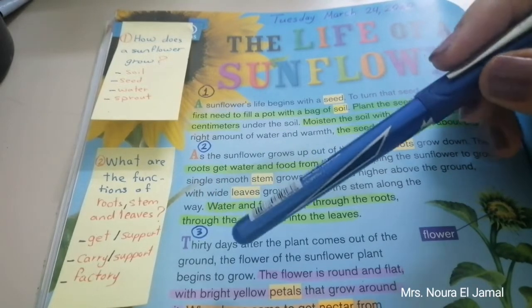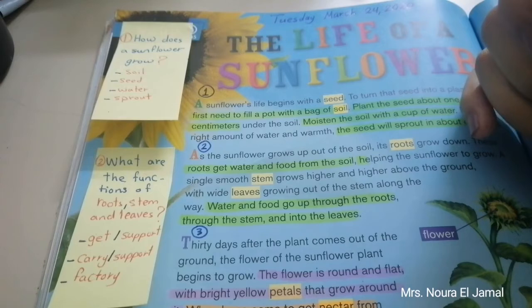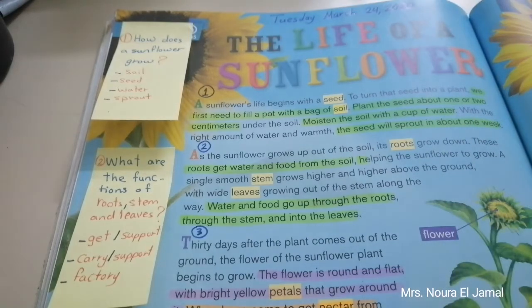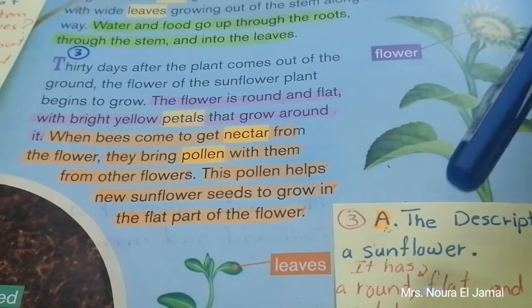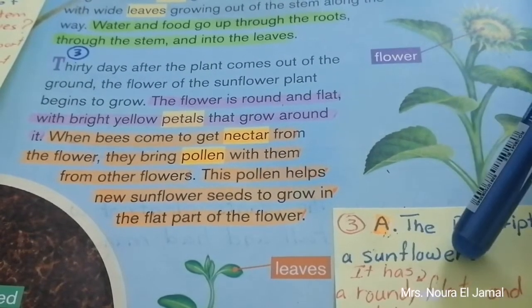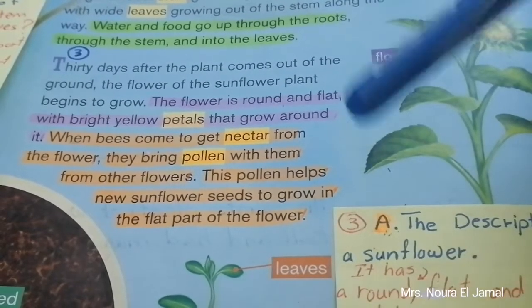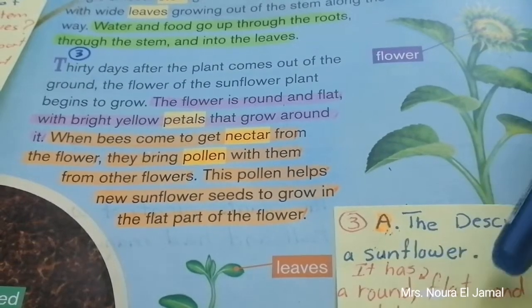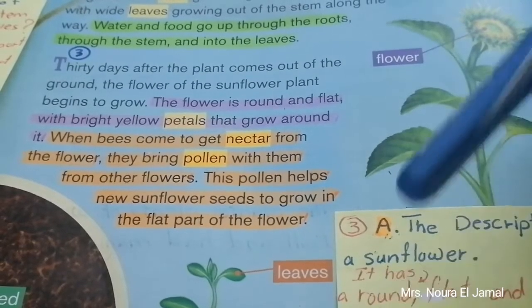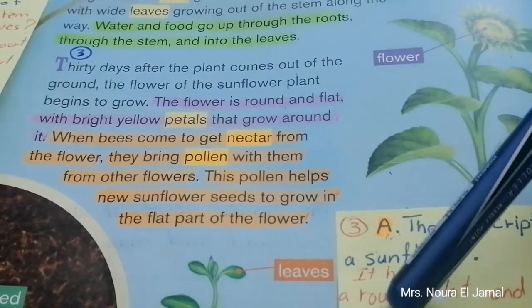So here this paragraph talks about what? About the description of the sunflower. So it talks about the description of a sunflower. What's the description here of the sunflower? It has round, flat, and yellow petals.